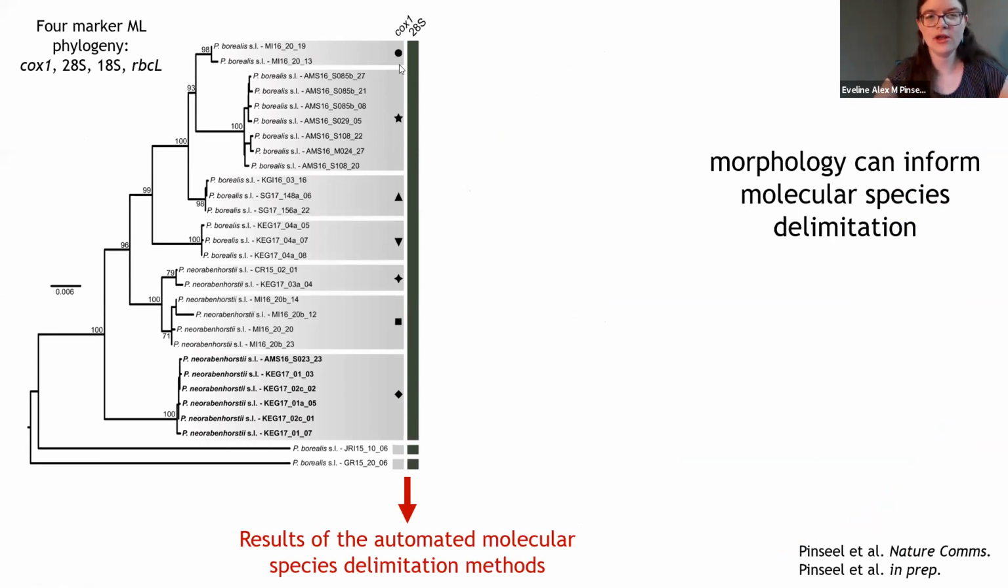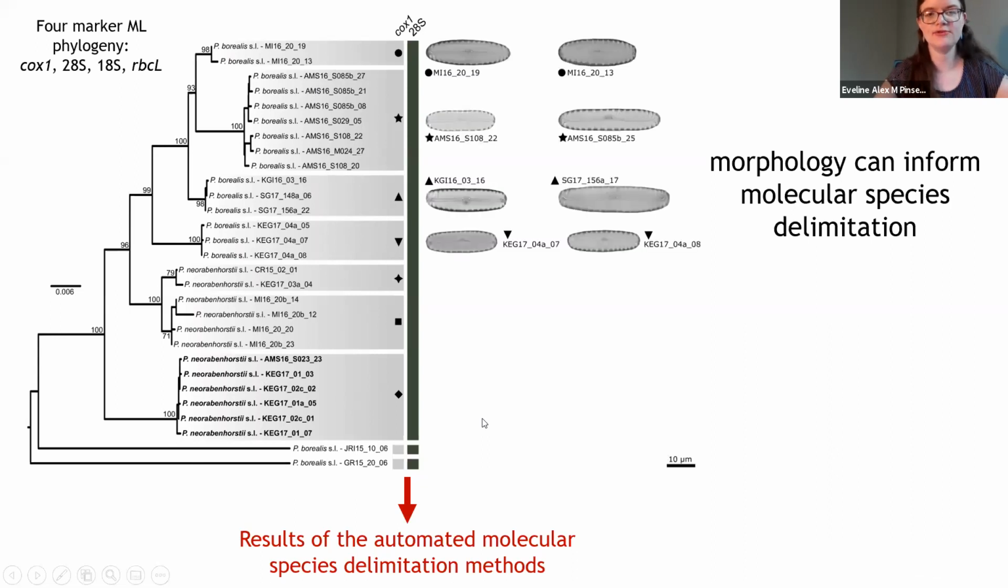So here I'm showing you a lot of closely related Pinnularia borealis and Pinnularia neorabenhorstii sequences. According to 28S, which is this dark gray bar indicating delimitation by 28S, all of this is still one and the same species. But COX-1, which are these little gray boxes, says no, there are actually 7 different species. Each of these clades is a different species.